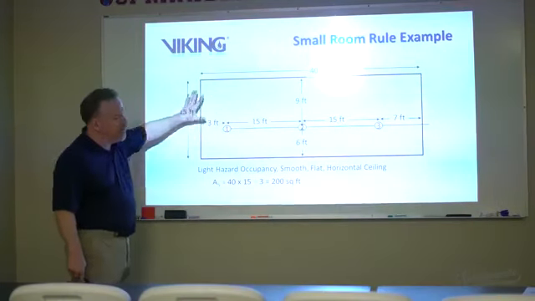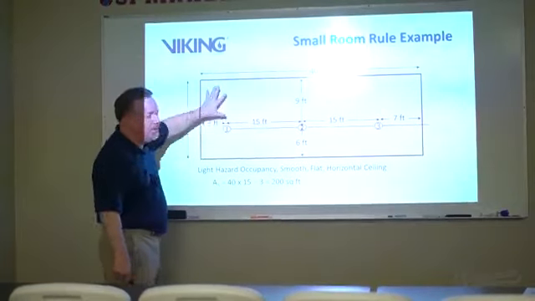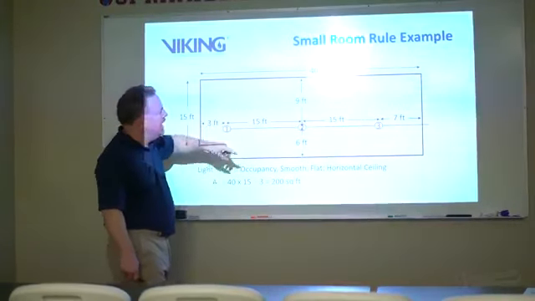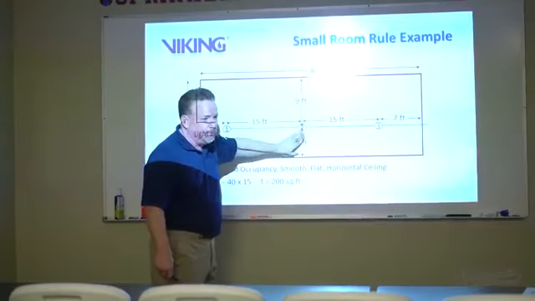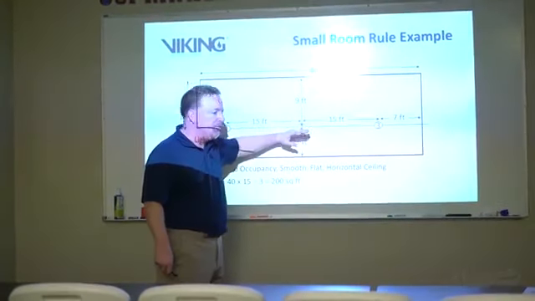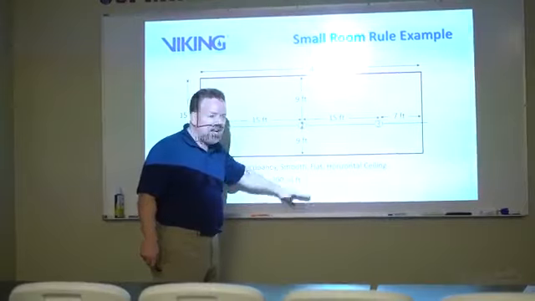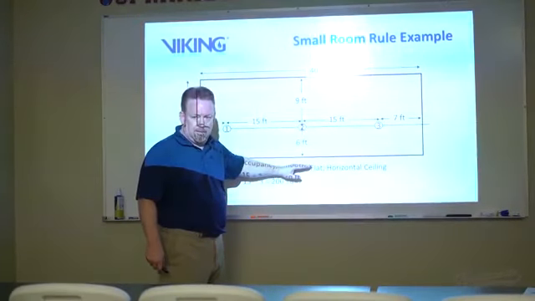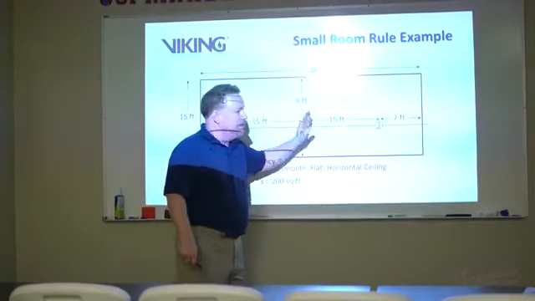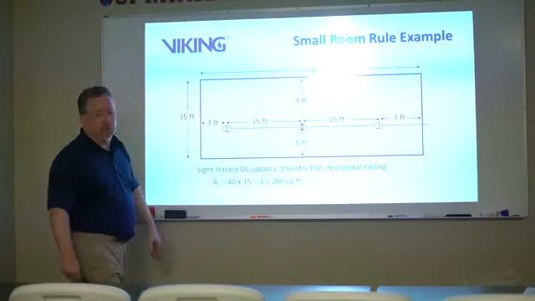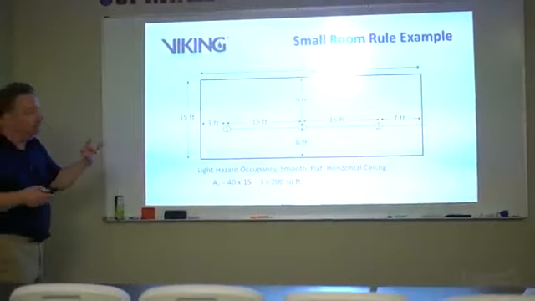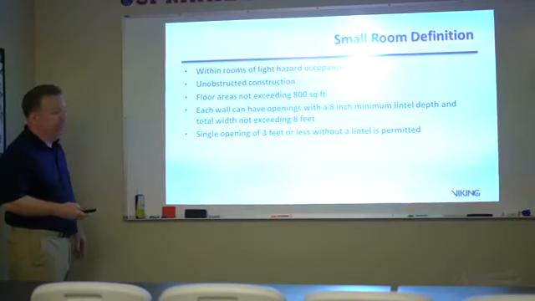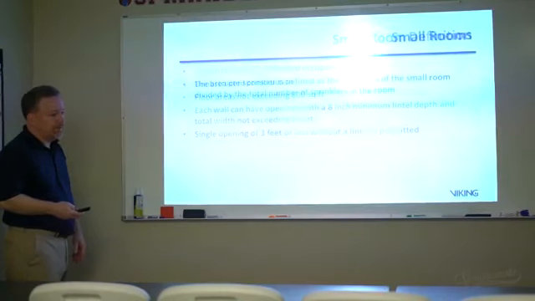What this small room rule is saying is that in a room like this, as long as it meets the definition of a small room, I can move that sprinkler 9 feet off of one wall. I can't have it 9 feet off of both, but I can move it 9 feet off of one. All right? As long as I comply with all the other rules governing right back here on the small room rule. Why is the lintel depth so important?